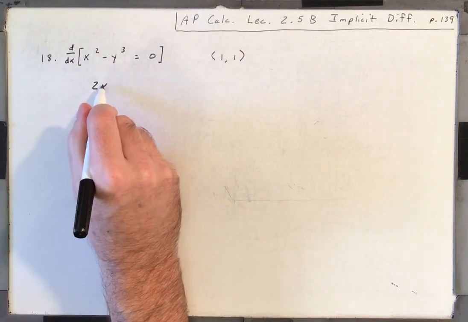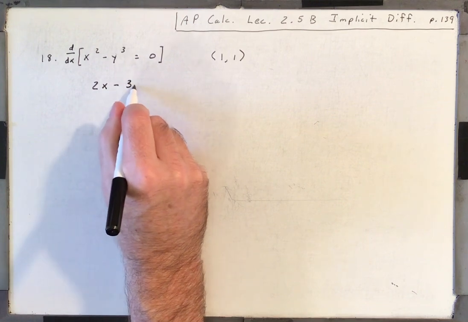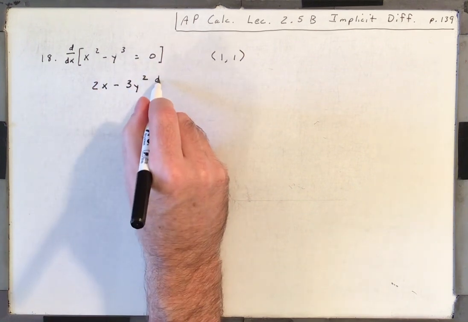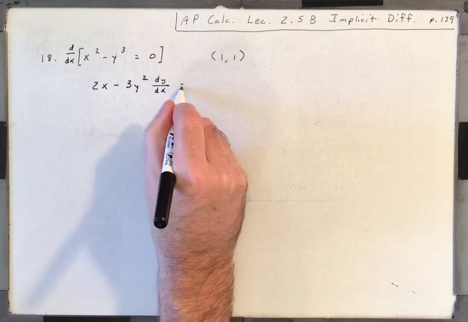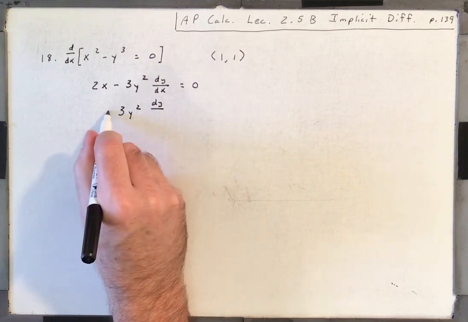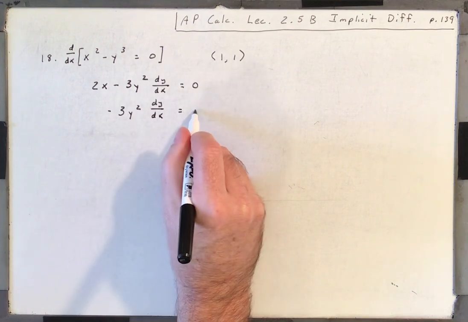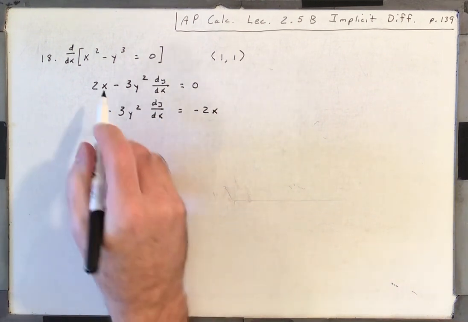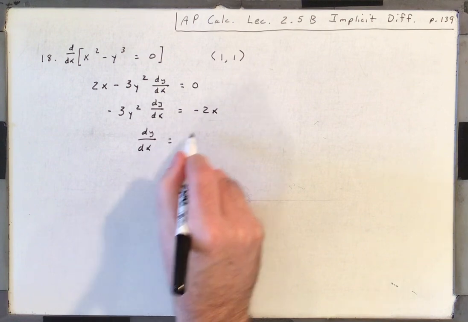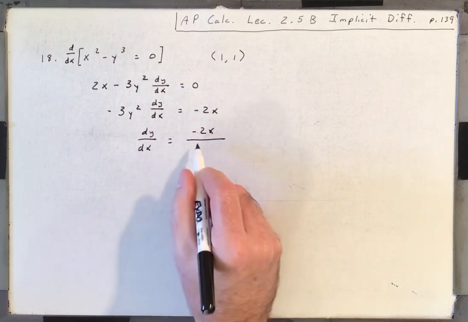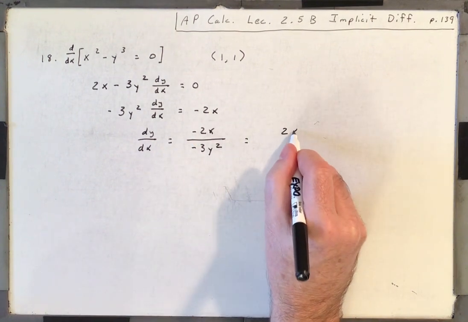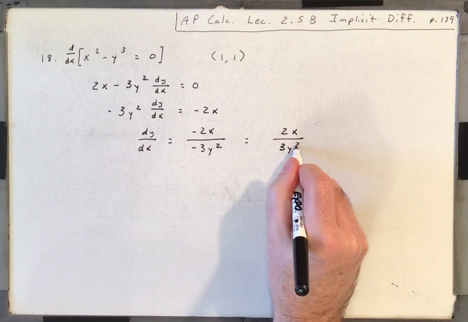All right, we got 2x minus 3y squared. Are you done? No, you also have the derivative of y, dy dx equals 0. So 3y squared dy dx, that's a negative, sorry, is equal to negative 2x. If we move that over to the right, so dy dx is equal to negative 2x over negative 3y squared. The negatives cancel, so we have 2x over 3y squared.